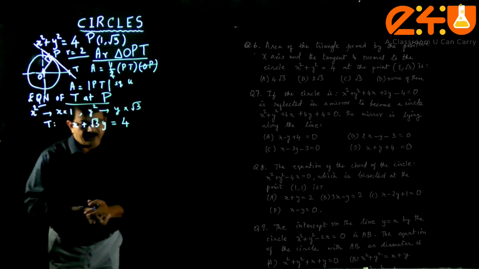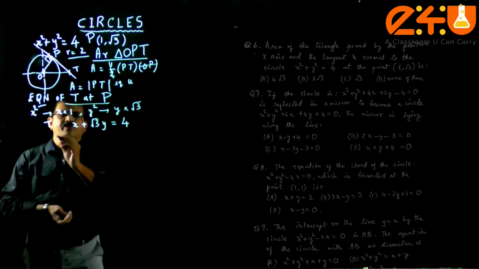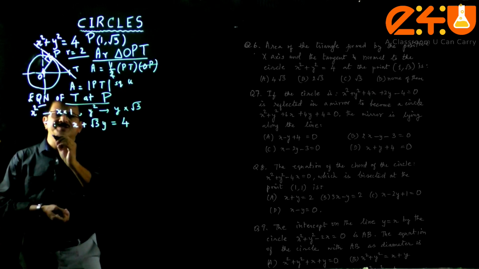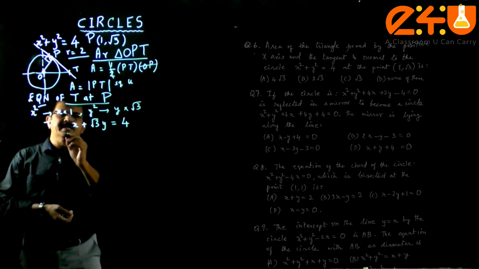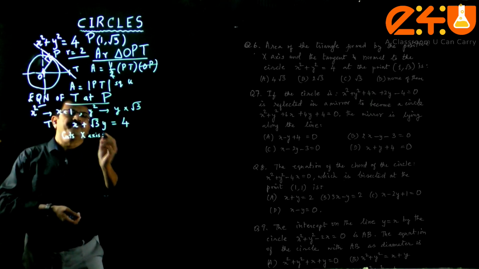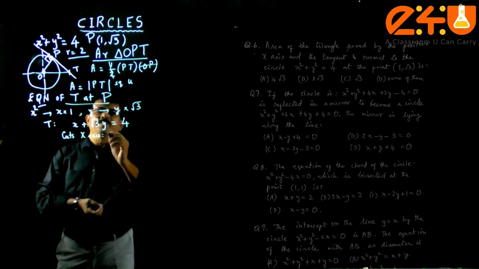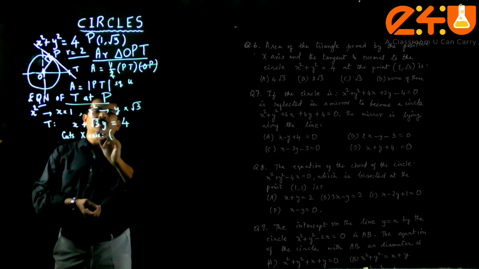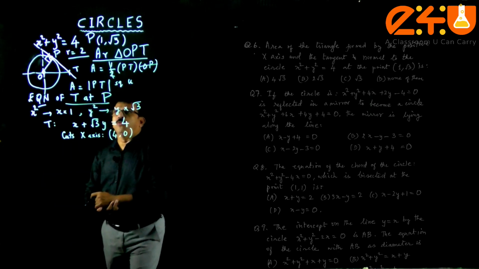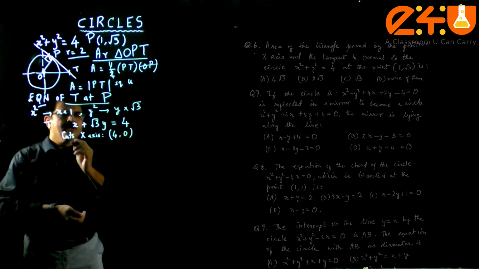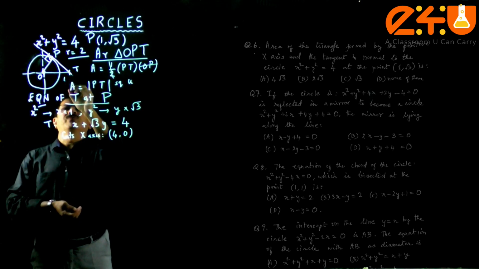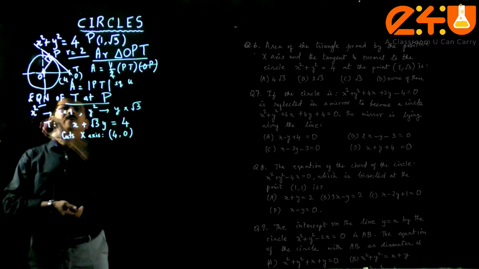Fine. So now find where the tangent intersects the x-axis. The point T, this cuts the x-axis at, very simple, substitute y equal to 0. So you get 4 comma 0. So that is where it cuts. The point T we found is 4 comma 0.